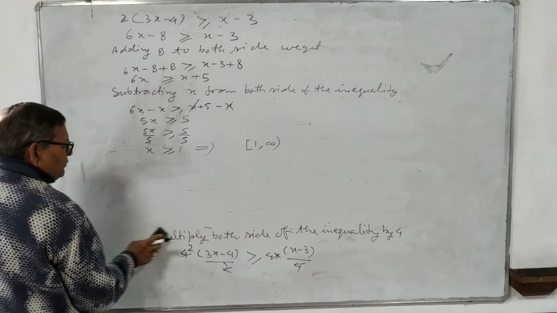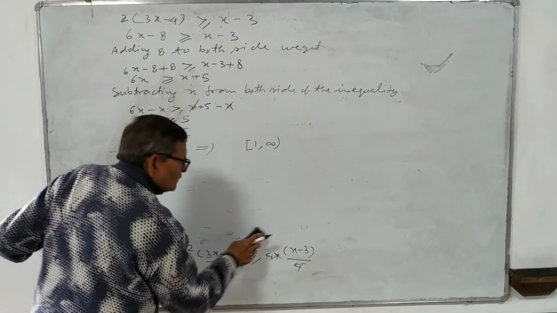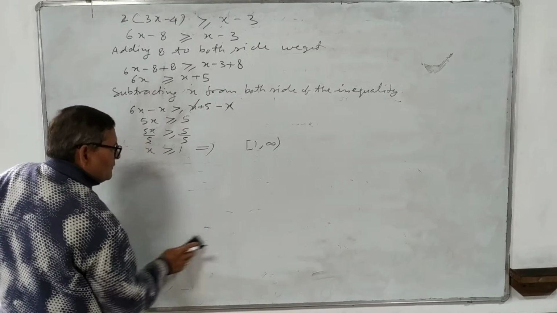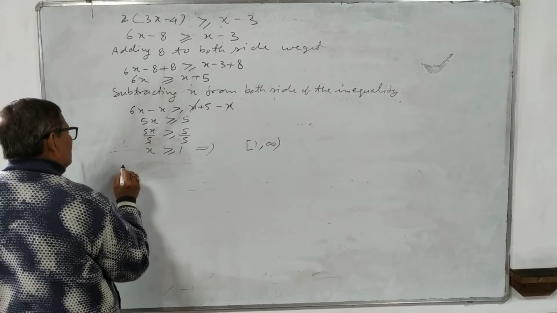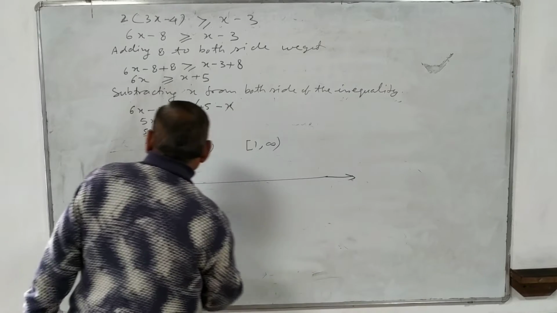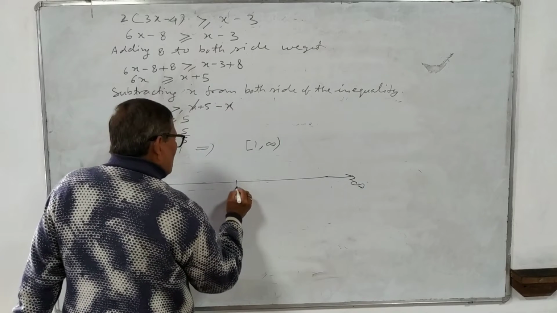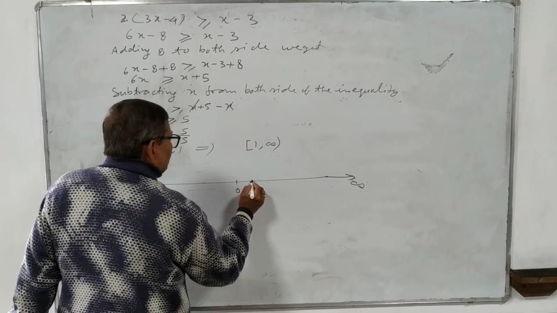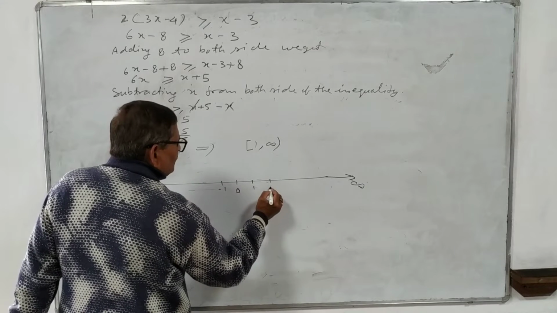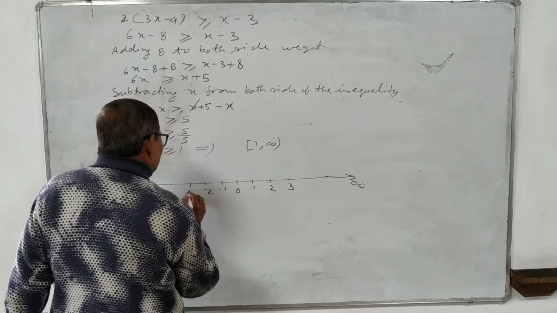So for that you draw a number line. It is minus infinity to plus infinity. So you mark 0 on it and take numbers 1 and minus 1 at equal distance from 0, 2 and minus 2, similarly 3 and minus 3.